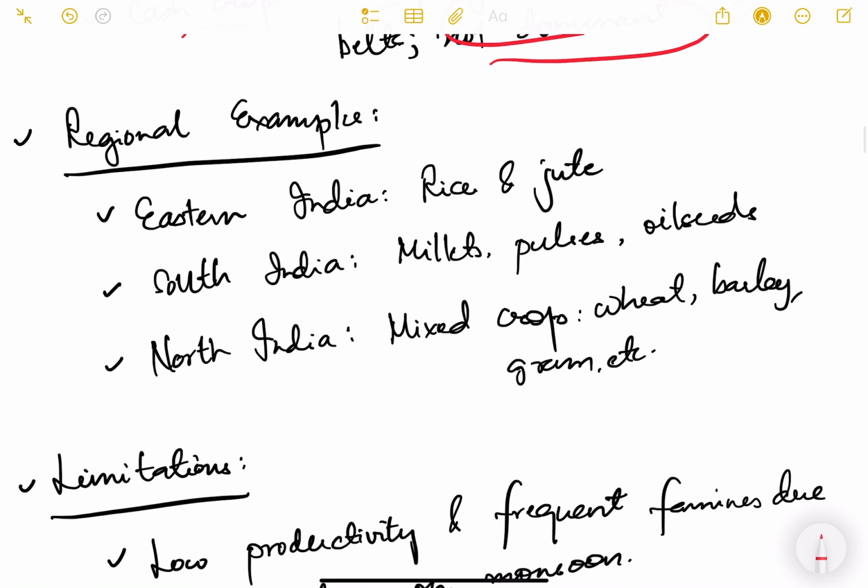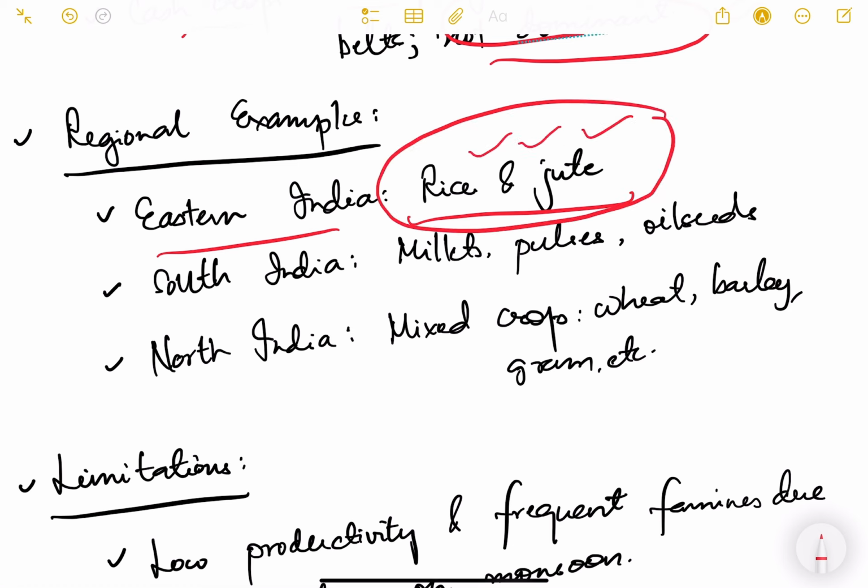Regional examples being in Eastern India, rice and jute. We know Odisha, West Bengal, Chhattisgarh, Andhra Pradesh. So rice, paddy is grown, jute is also grown in Odisha and West Bengal. South India, mostly millets, pulses, oilseeds. North India, mixed crop, wheat, barley, gram, etc.